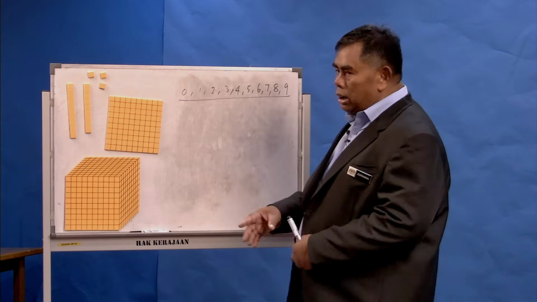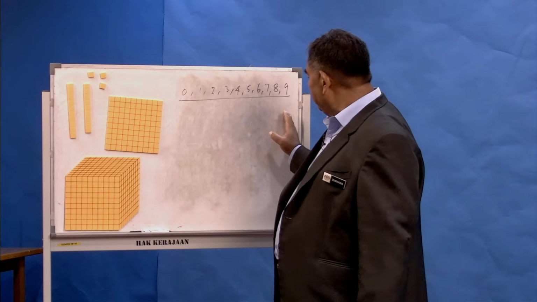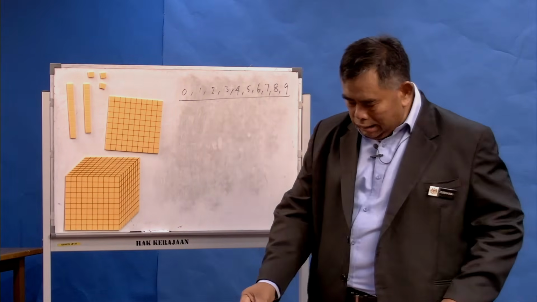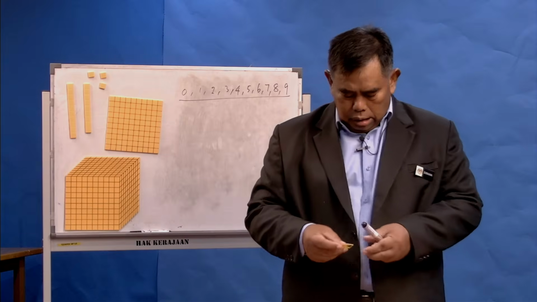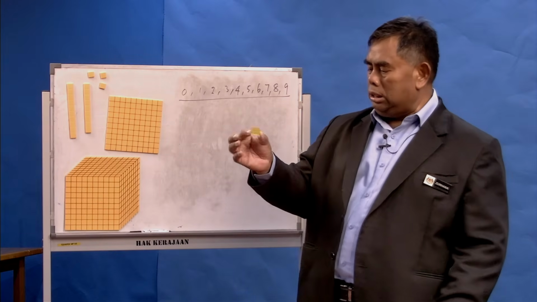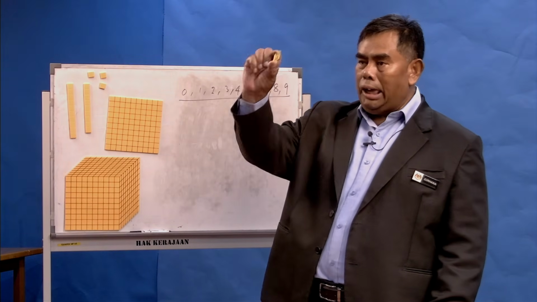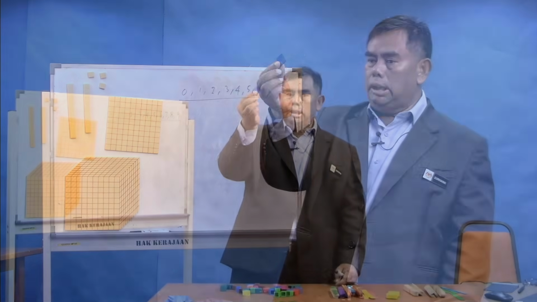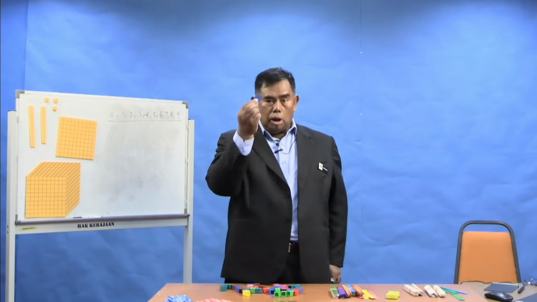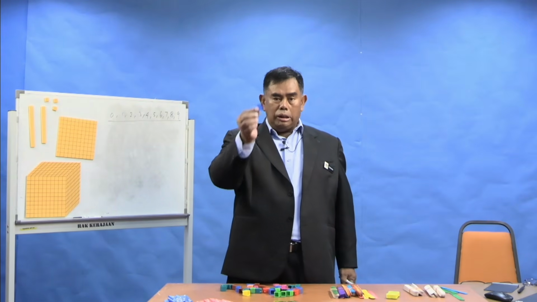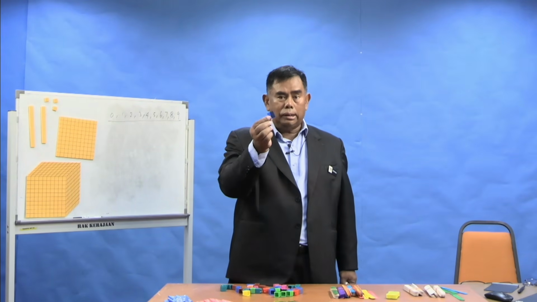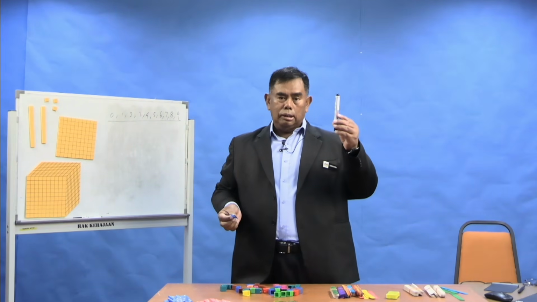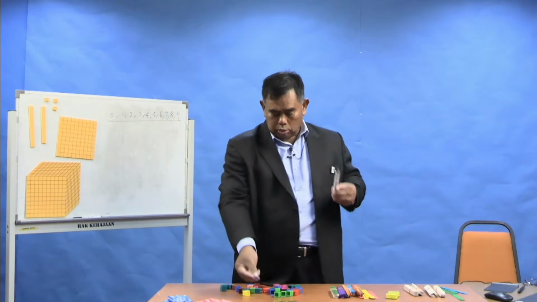Okay, so what is the number? The number, like 1. If I say I have 1, this is what we call the counting square. I have 1 counting square. Okay, this is a number 1, because the value is 1. I have 1 ringgit, I have 1 pen. This is a number because it has value.